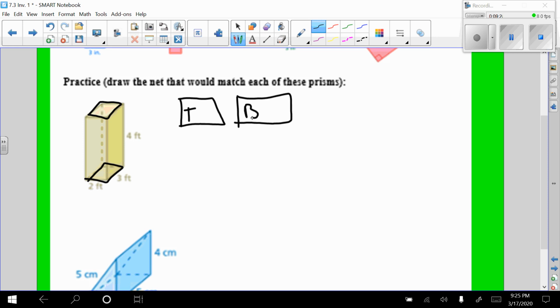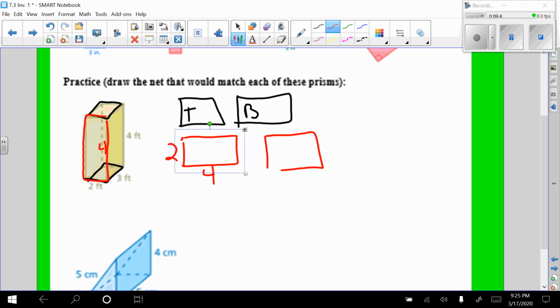Then I have to have a front and a back. Well, I know they're going to be rectangles. So let's say this is the front right here. Well, the front is 2. If that side's 4, this side's 4. So the front is going to be 2 by 4. And you're going to have a back that's also 2 by 4. There's always going to be 2 of them.